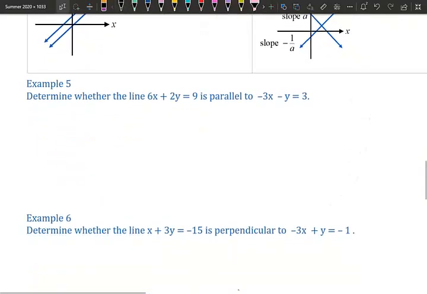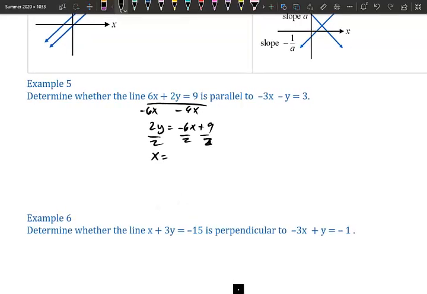So determine whether the line 6x plus 2y equals 9 is parallel to negative 3x minus y equals 3. So first, because parallel and perpendicular has everything to do with slope, we have to find the slope. So for the first one, I'm going to subtract 6x. So we have 2y equals negative 6x plus 9, divide by 2. So we get y equals negative 3x plus 9 over 2. So that means our m is negative 3. So in order to be parallel, the m needs to be negative 3.